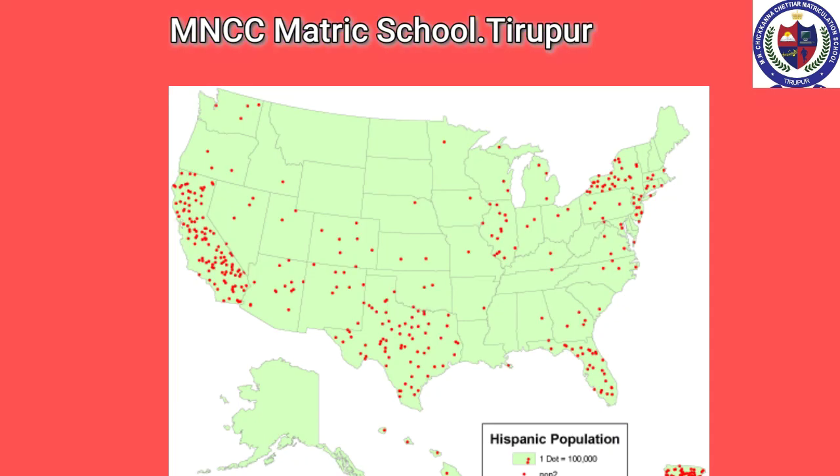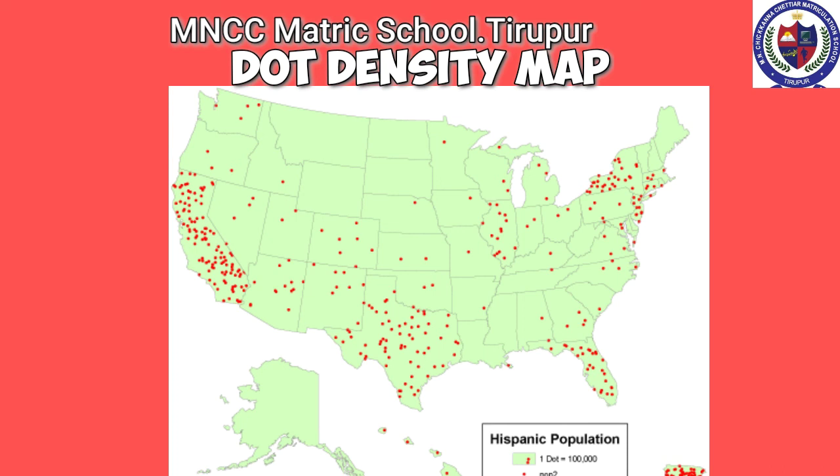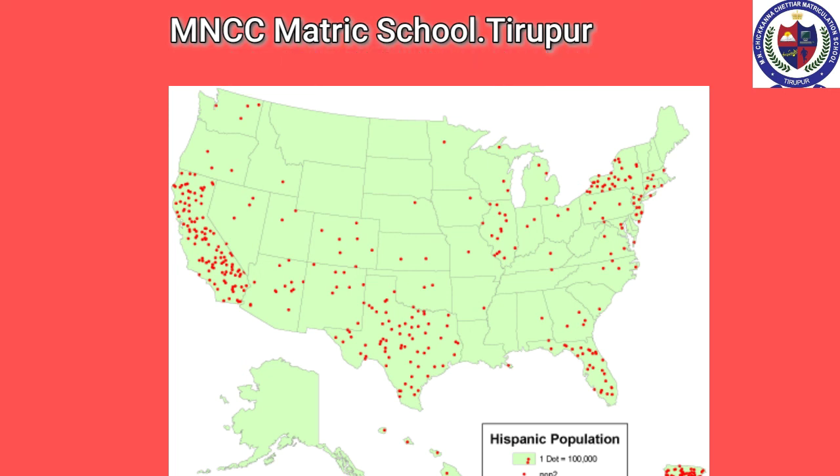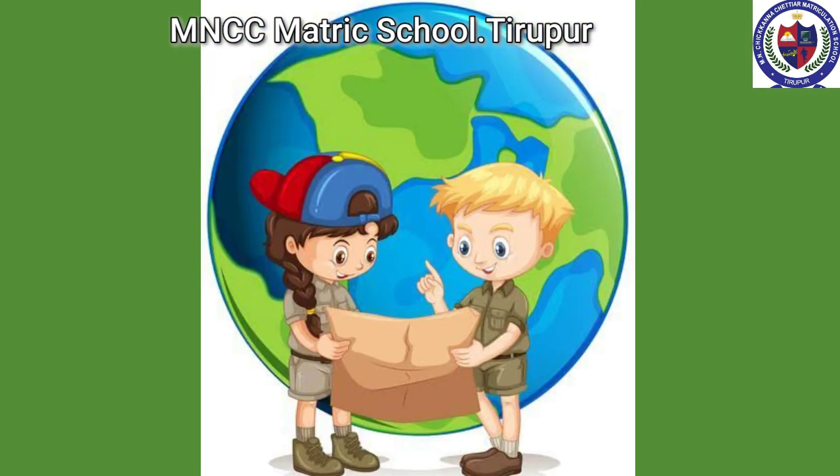Dot density map. This is a thematic map that uses dots on the map to show the values of one or more numerical data fields. Each dot represents some amount of data. In dot density maps, areas with many dots indicate a high concentration of values for the chosen field, and fewer dots indicate a lower concentration of values.